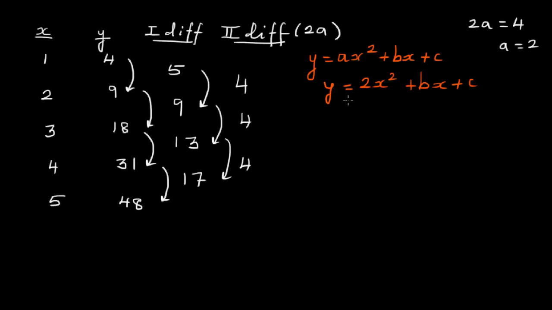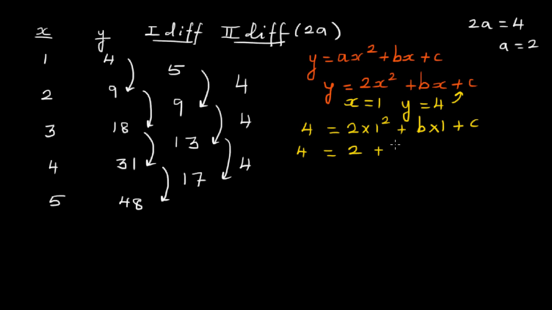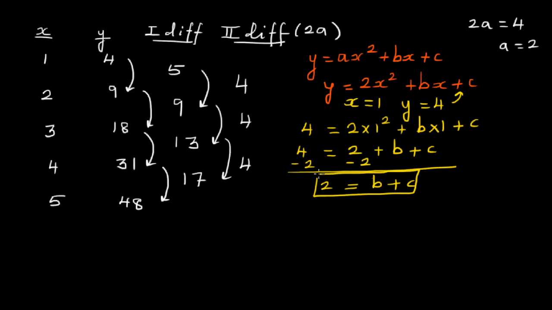So we know when x is 1, y is 4. Let's substitute this in this equation. So 4 is equal to 2 times 1 squared, plus b times 1 plus c. It's always good to go through the process. So the first equation is 4 is equal to 2 plus b plus c. Let us take away 2 from both sides, and you get b plus c is equal to 2. So this is your first equation.